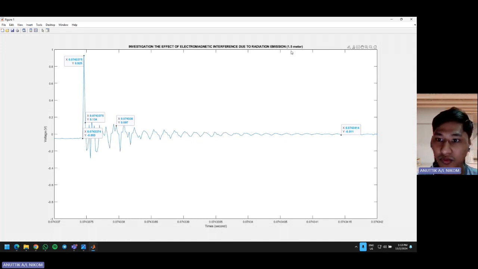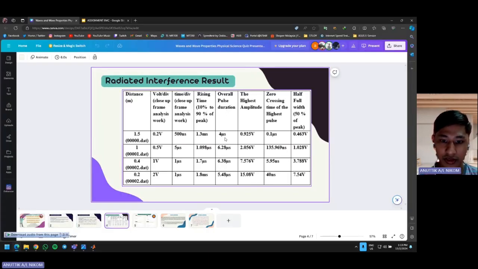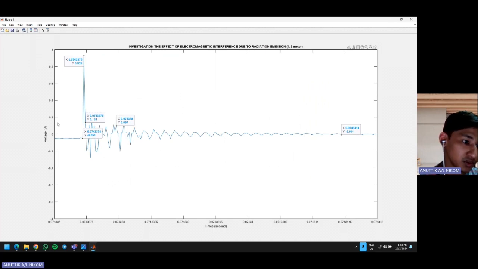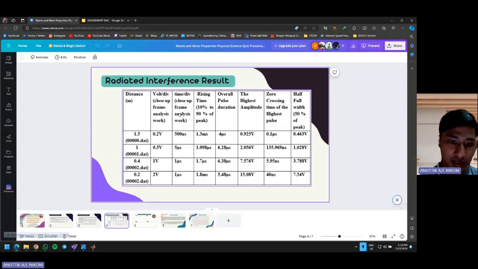For the 1.5 meter, we get a peak voltage of 0.925 volt, and the initial value is negative 0.053 volt. The overall pulse duration is 4 microseconds, the voltage per division is 0.2 volt, the time per division is 500 nanoseconds, and the rising time from 10% to 90% is 1.3 milliseconds.